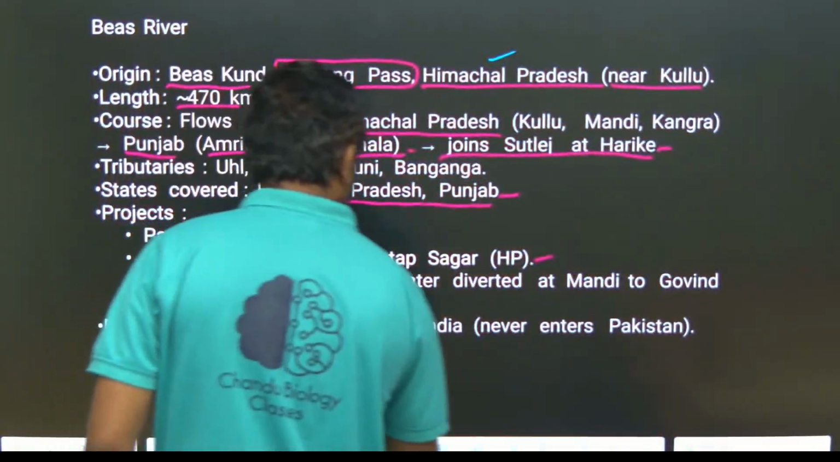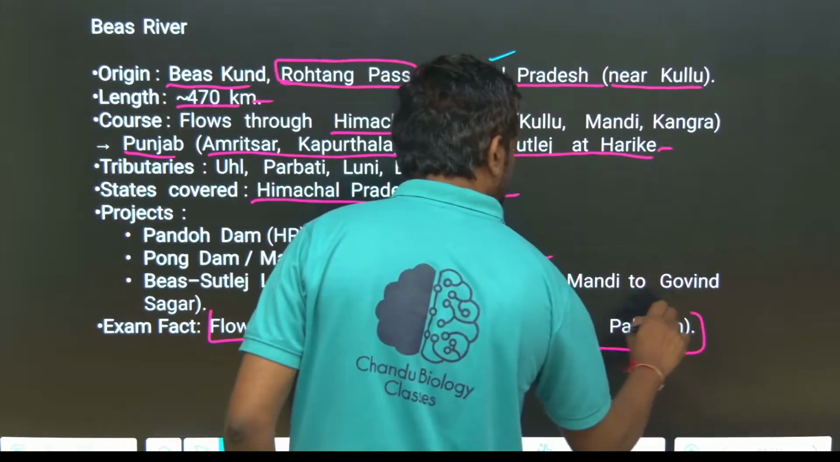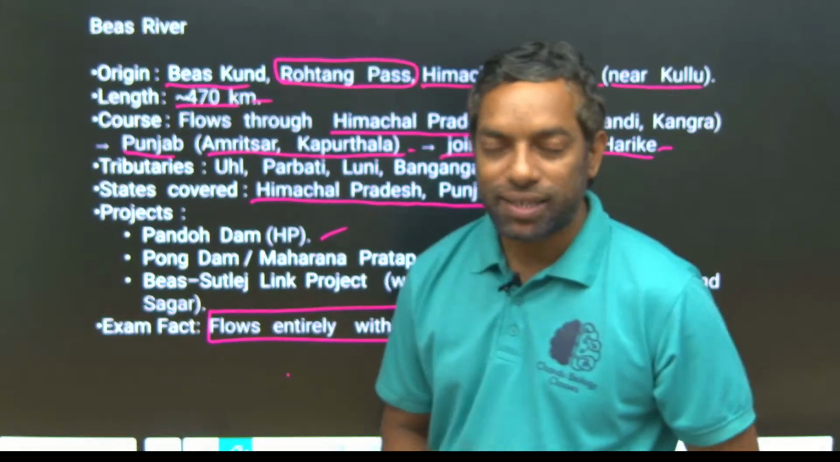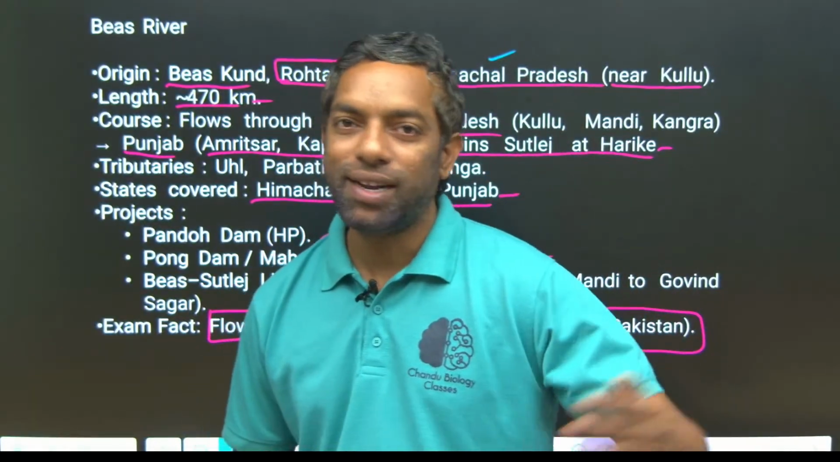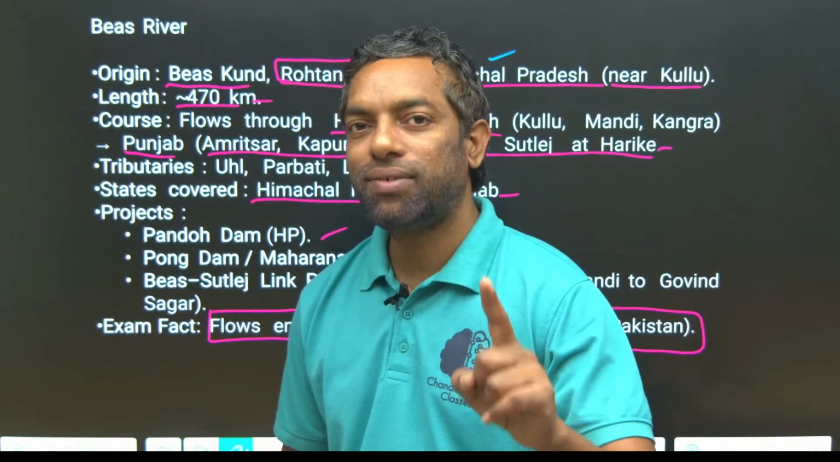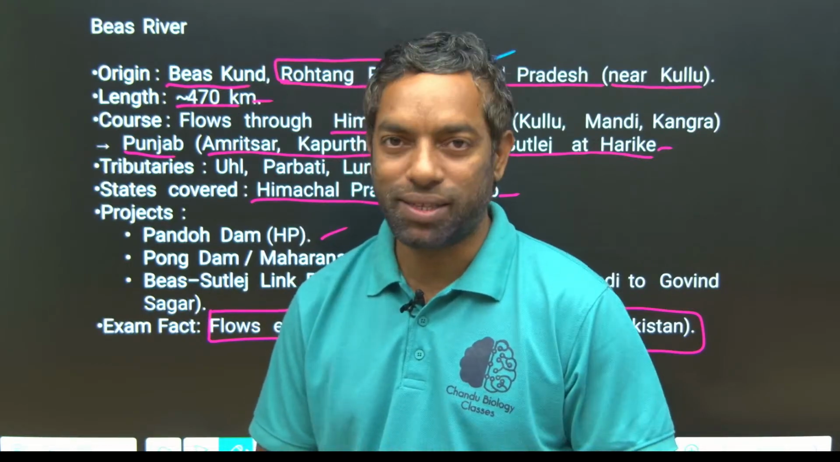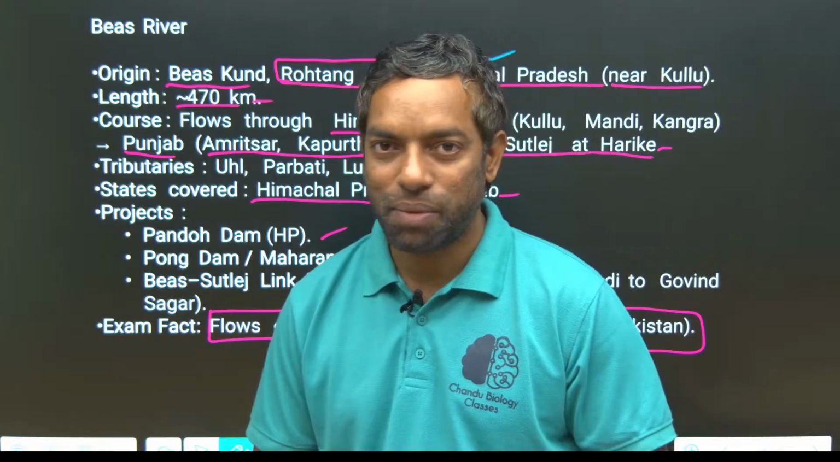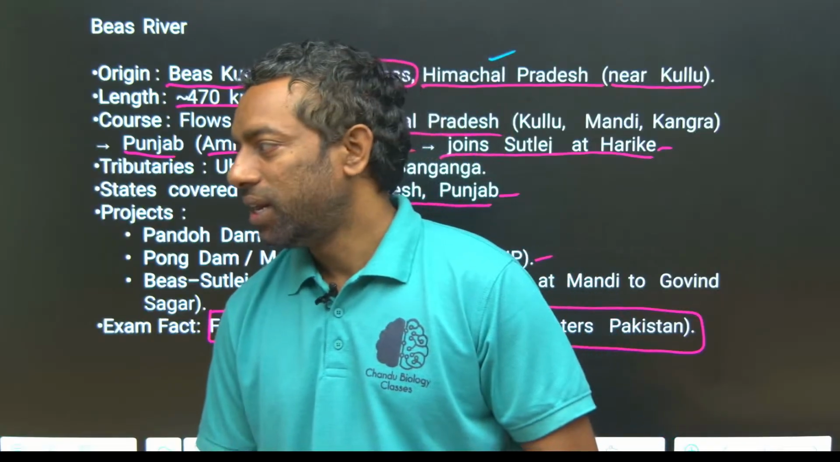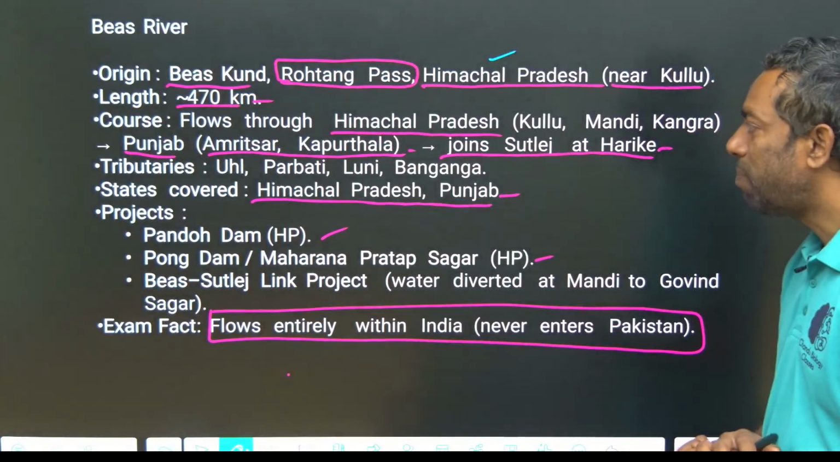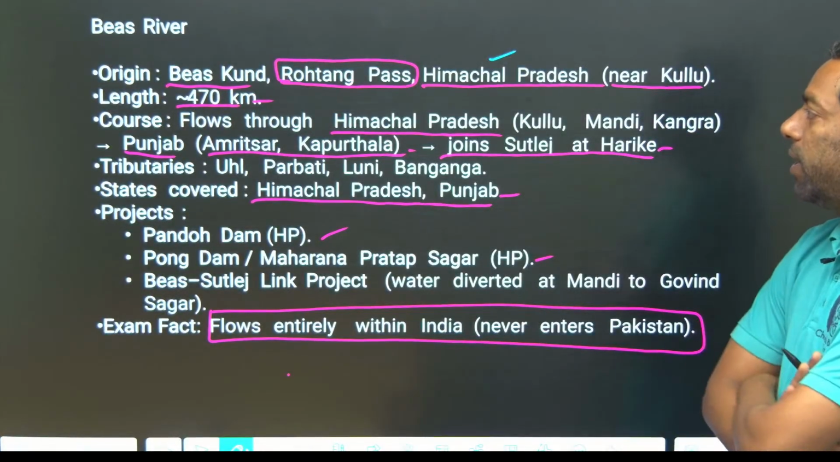never enters Pakistan. This is important, guys, from the exam point of view. All Indus tributaries almost all enter Pakistan, but Beas flows only in India. It never enters Pakistan. It actually flows in India itself, in Himachal Pradesh and Punjab.